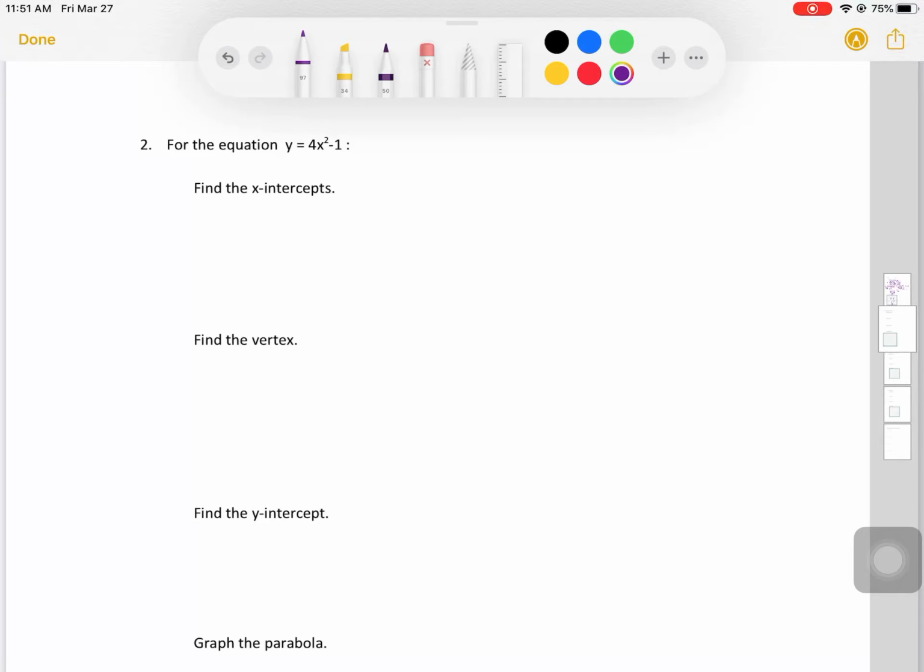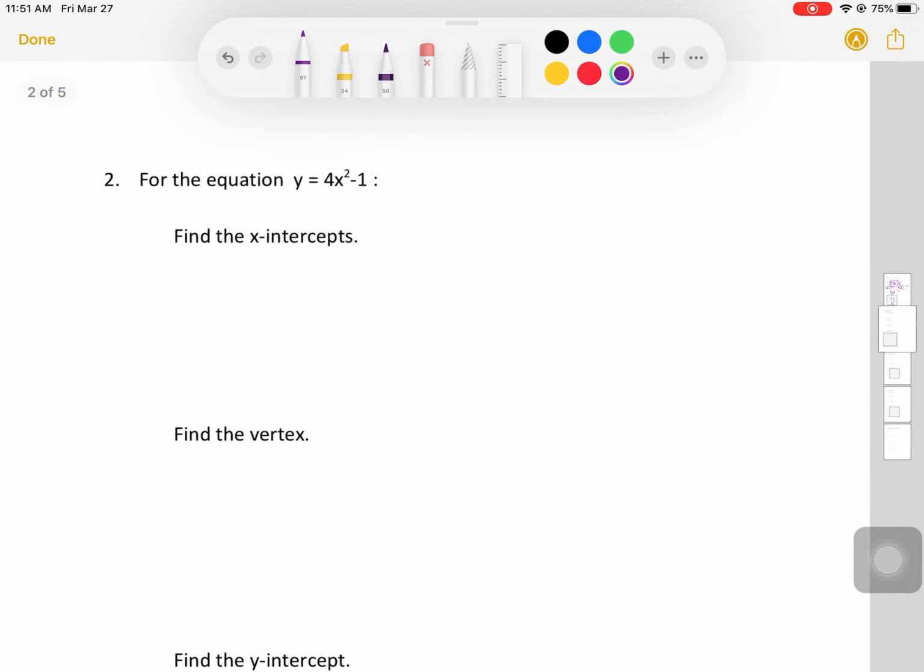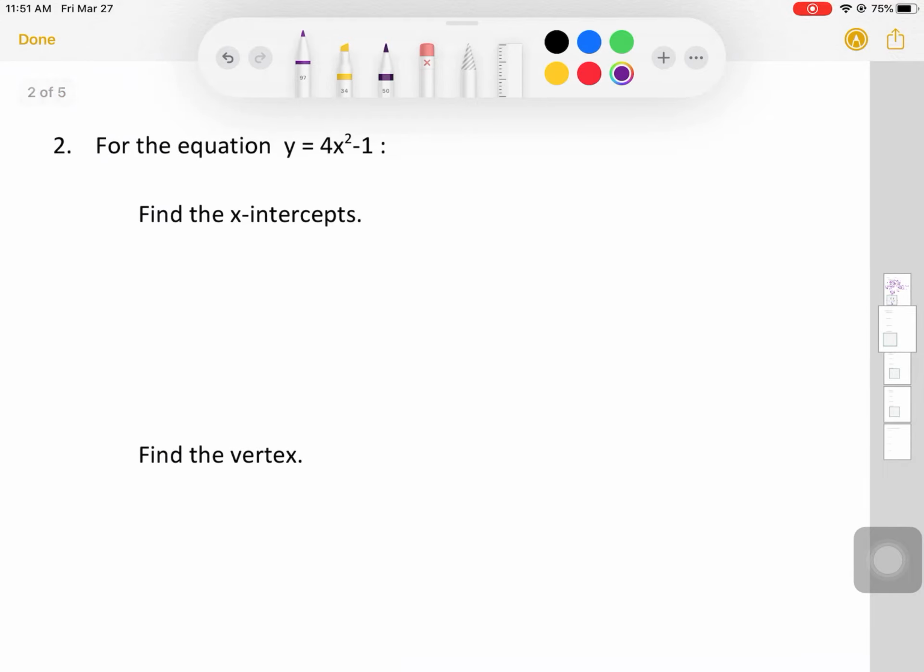This is a little bit different. This one, if you notice, only has 2 terms. We've got y equals 4x squared minus 1. This time I'm going to start with the x-intercepts. We're going to find the x-intercepts and the vertex. So for the x-intercepts, we are going to solve the equation 0 equals 4x squared minus 1.